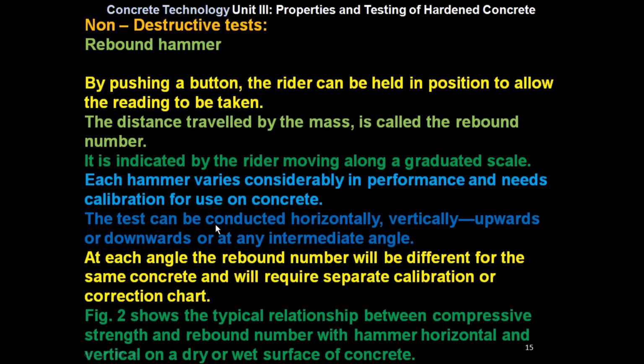The test can be conducted horizontally, vertically, upwards and downwards, or at any intermediate angle. At each angle, the rebound number will be different for the same concrete and will require separate calibration or correction chart. Figure 2 shows the typical relationship between compressive strength and the rebound number with hammer horizontal and vertical on a dry or wet surface of concrete.